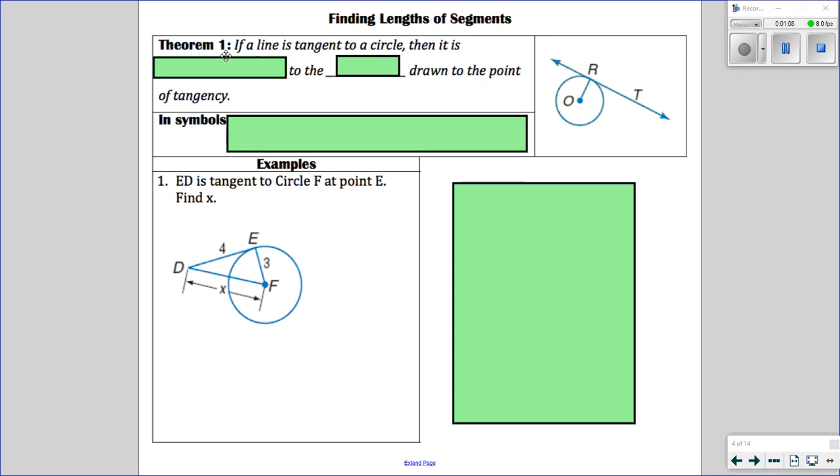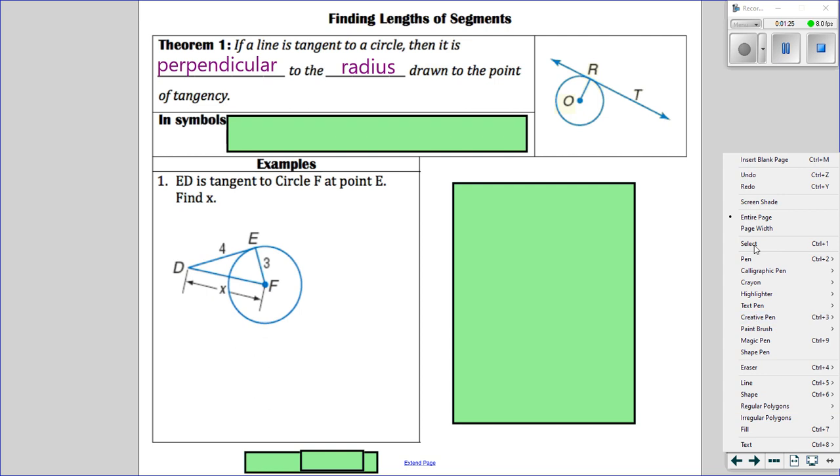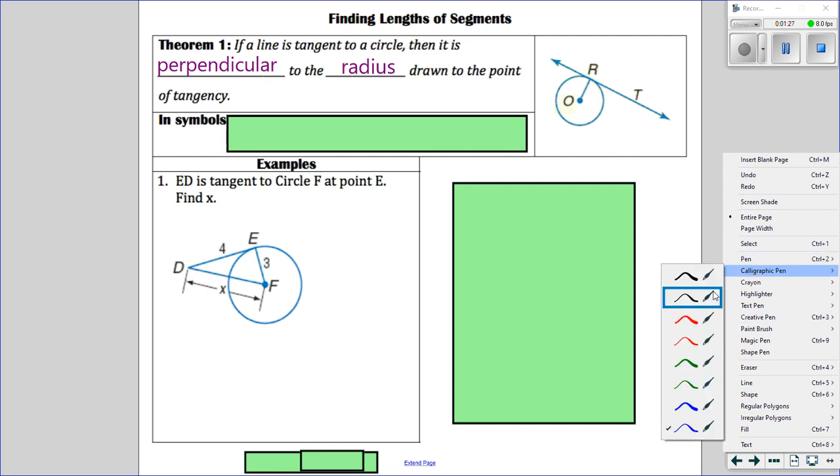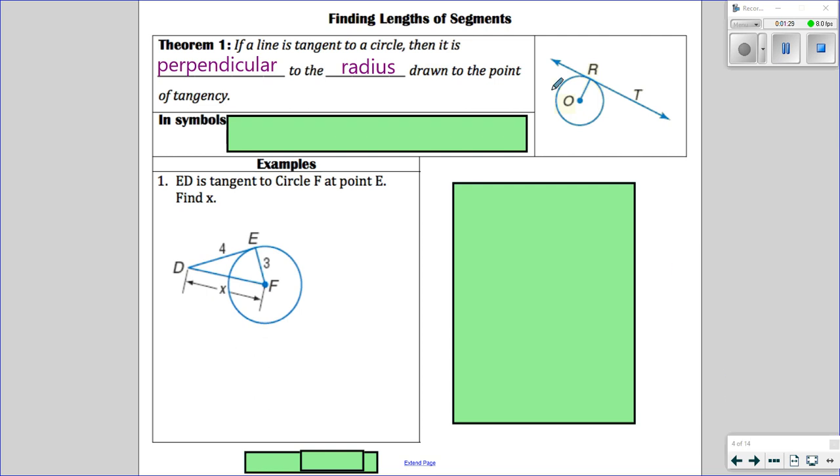For our first theorem, it says that if a line is tangent to a circle, then it is perpendicular to the radius drawn at the point of tangency. So as you can see, our point of tangency is R. So I'm going to put point R. So that's our point of tangency.